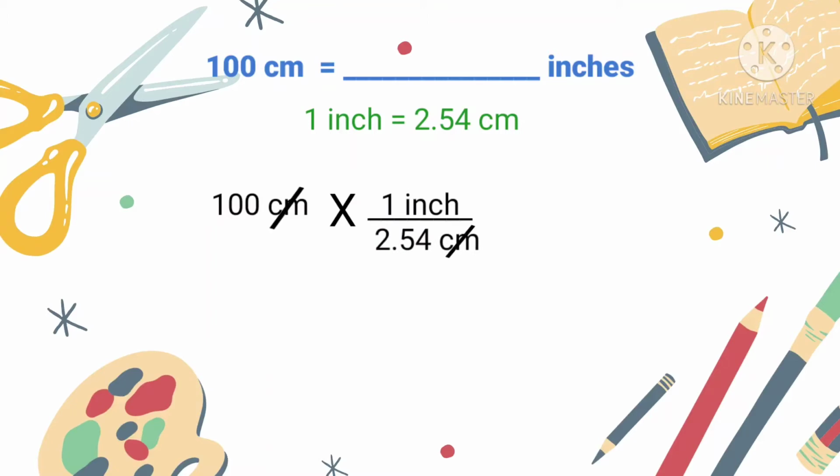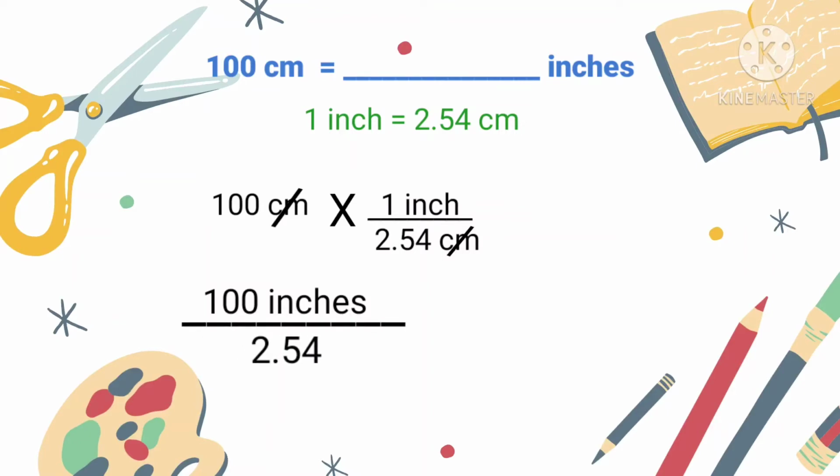Then, we will cancel out centimeter. And let's proceed to multiplication. 100 times 1 inch is equal to 100 inches. We all know that when it is a whole number, then its denominator is 1. 1 times 2.54 is equal to 2.54. Through this process, we get the answer of 100 inches over 2.54.